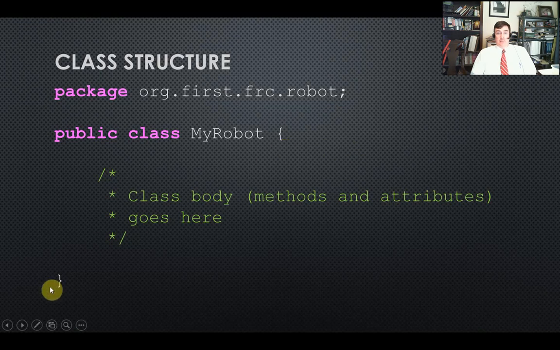The curly braces will delineate the beginning of the class declaration and the end of the class declaration. So between these curly braces is all the class body. What makes up the body? That's made up of the methods and the attributes of the class.